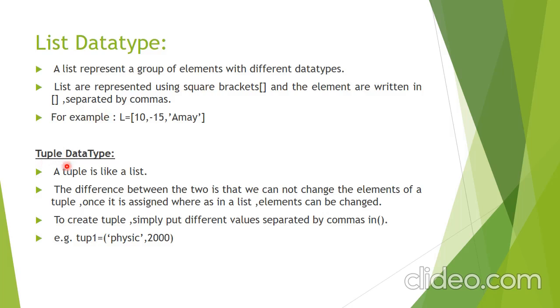Now next is tuple. So what is a tuple? A tuple is the same as a list. The difference between the two is that we cannot change the elements of a tuple once it is assigned, whereas in a list the elements can be changed. Once we assign a value in a list, later during the program we can change the value, but in a tuple we cannot change the value once assigned. Clear? And the second difference: to create a tuple, simply put different values separated by commas. In a list we use square brackets, whereas here we use round brackets. Clear? Otherwise both are the same.